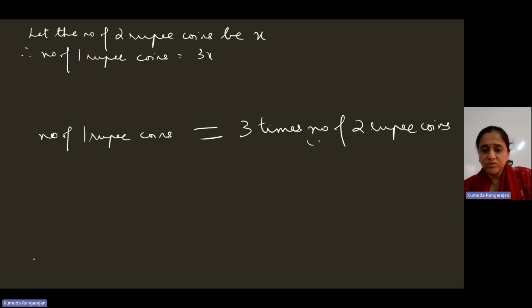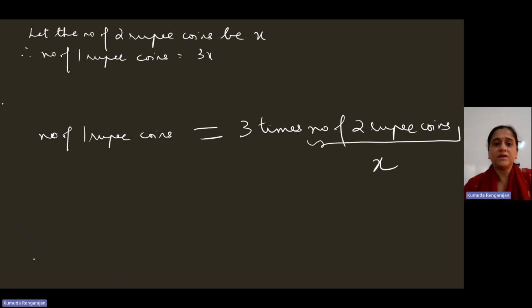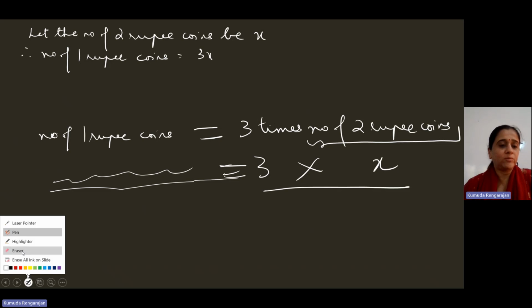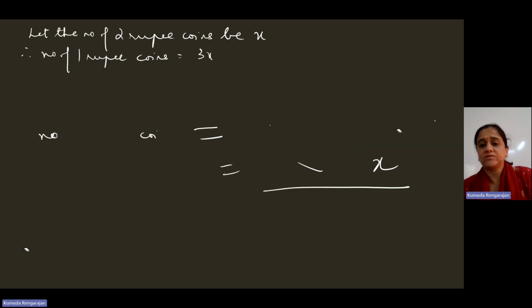See here, can you see the number of 2 rupee coins? Call it x. So let the number of 2 rupee coins be x. Then what's the number of 1 rupee coins? It will be 3 into x. Number of 1 rupee coins is equal to 3 into x, because the number of 2 rupee coins we have taken as x. So the number of 1 rupee coins is equal to 3x.